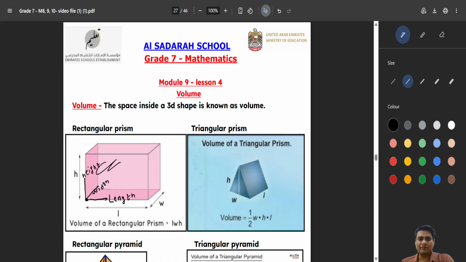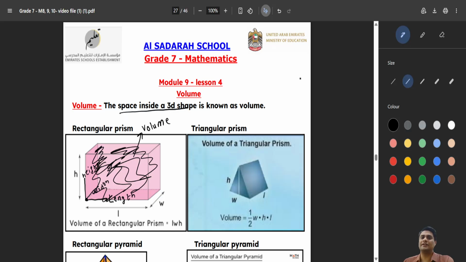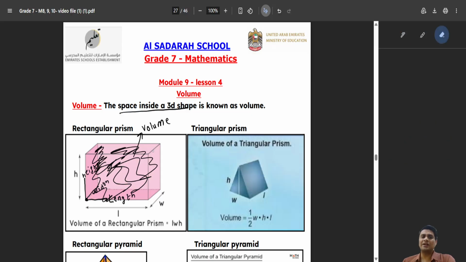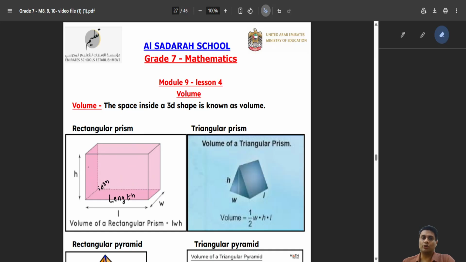Now it has some empty space inside it, right? This is a box shape. It has some empty space inside it, correct? This empty space inside it is known as volume. So volume is space inside a 3D shape. So we are going to discuss 3D shapes in this lesson only and how to find the volume of those 3D shapes, yani the space, empty space inside those 3D shapes.